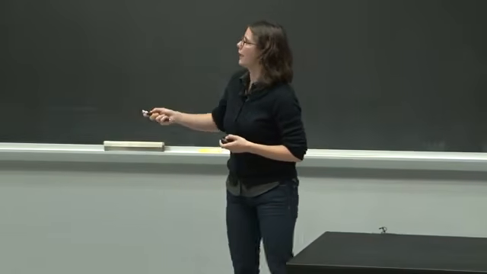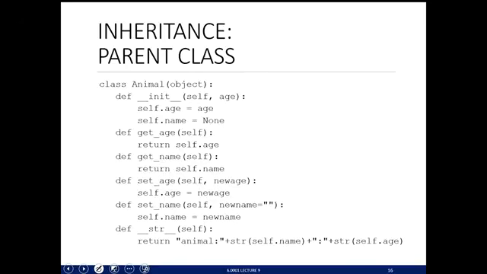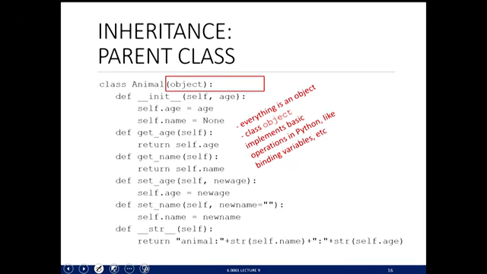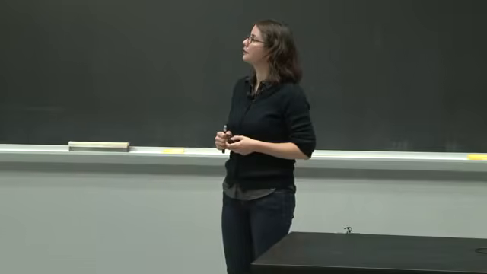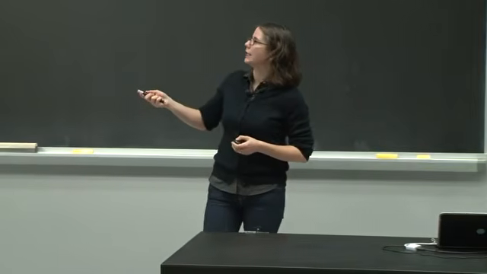Okay, so let's look at some code to put this into perspective. So we have this animal class, which we've seen before. This is the parent class. It inherits from object, which means that everything that a basic object can do in Python, an animal can do, which is things like binding variables, very low-level things. We've seen the init, we've seen the two getters, the setters, and the string method to print an object of type animal.